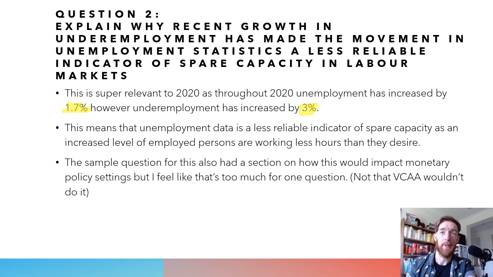The sample question for this also had a section on how it would impact monetary policy settings. I feel like this is too much for one question. Not that the VCAA might not do that, but there's a lot going on in that question already, asking about a lot of different things. So I cut it down just to make it more directly about the underemployment and unemployment side of it, because that's the skill that we're wanting to get into. If you know what's changing in unemployment, you probably can talk about how monetary policy would change based on that, because if it's moving away from the goal or the goal is not a reliable indicator, they're going to be more expansionary. So let's get into the mark breakdown.